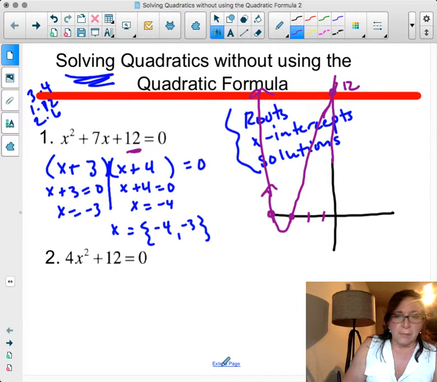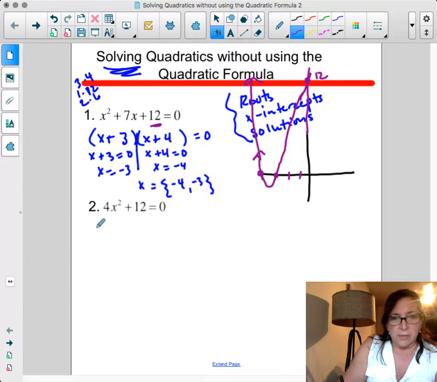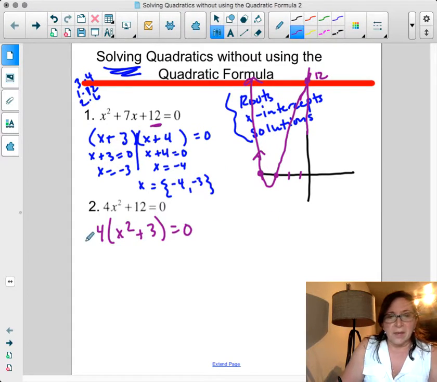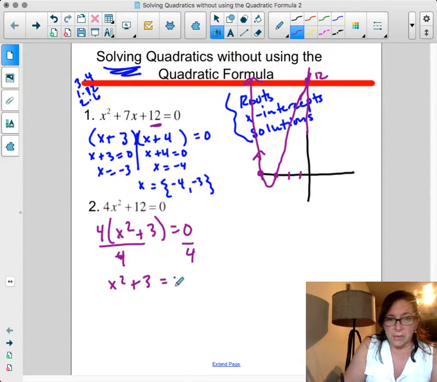For this problem right here, I'm going to factor out a 4. And when I do that, I get x squared plus 3 is equal to 0. When you split this up, 4 does not equal 0, so you need to lose that. You can either divide by 4 or just eliminate it because you know that 4 does not equal 0. These cancel. You get x squared plus 3 equals 0.